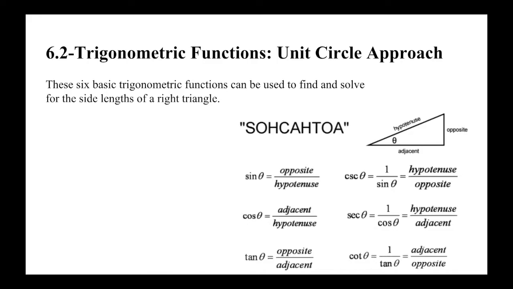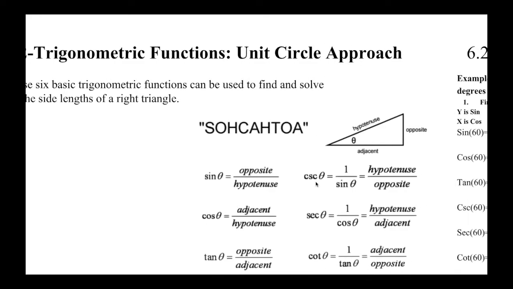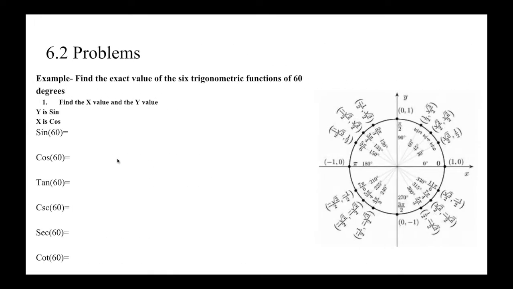Cosecant equals hypotenuse over opposite. Secant equals hypotenuse over adjacent. And cotangent equals adjacent over opposite. For the first example, it is asking us to find the 6 trigonometric functions at 60 degrees.